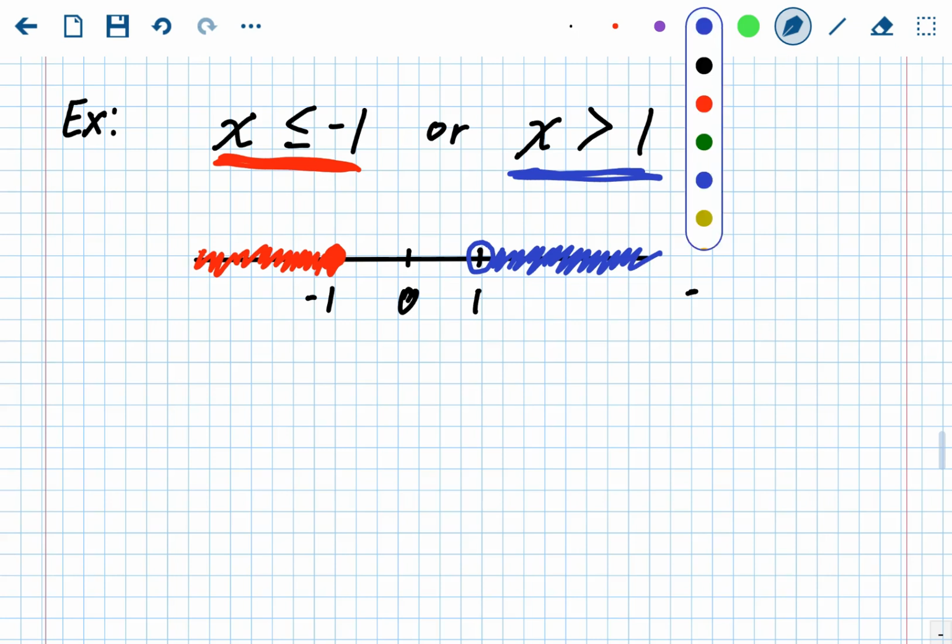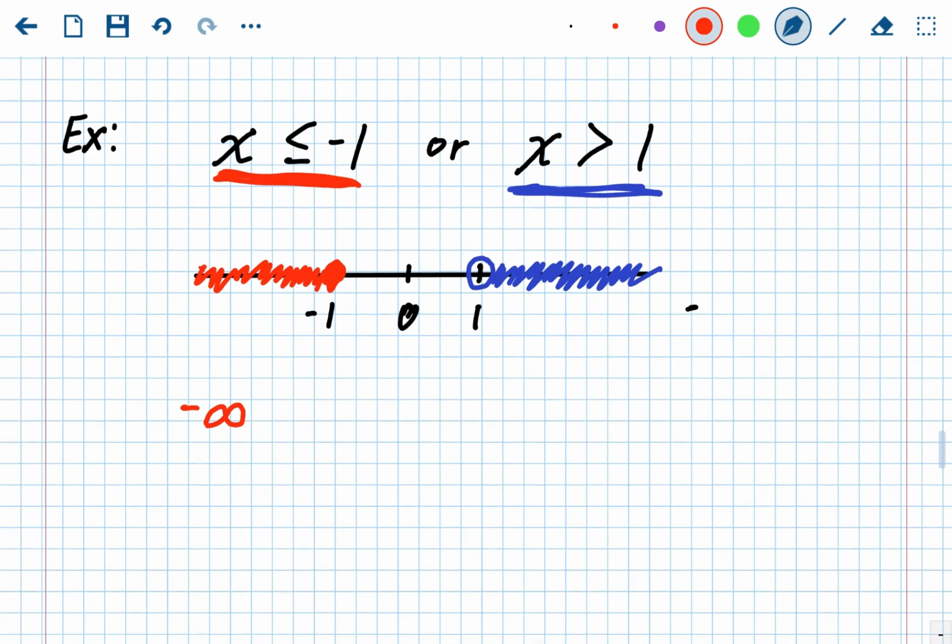The first interval, what's the smallest value? Well, the smallest value, it's going to the left. It keeps going to the left forever. So the smallest value on this interval is -infinity. And it's going all the way up to -1. -1 is included, so it gets a bracket. And infinity never is. Infinity gets a parenthesis.